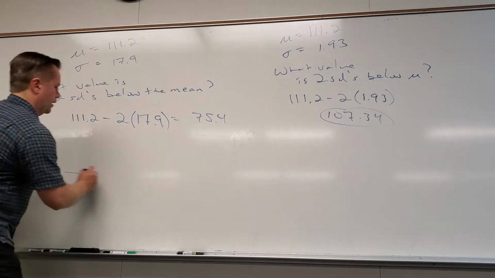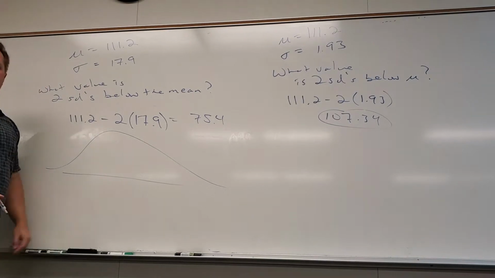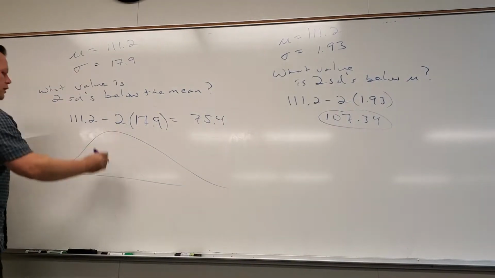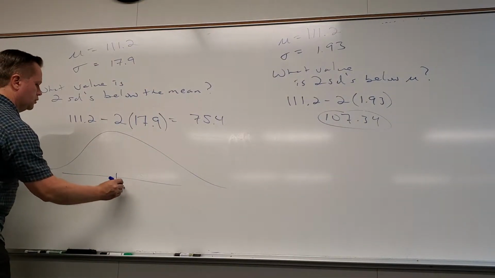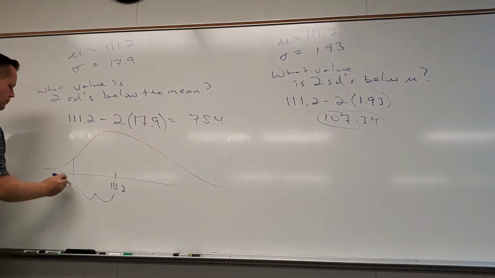So it's going to look more like a wide curve, right? If it was normal, let's say, and this would be 111.2. So if I take 2 steps in this data, I'm going to end up way down at 75.4.